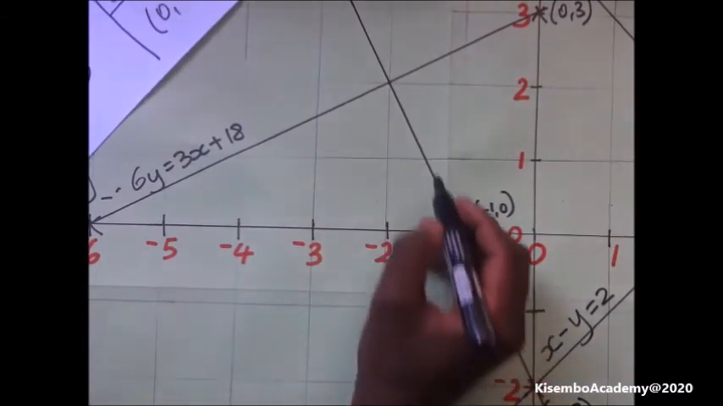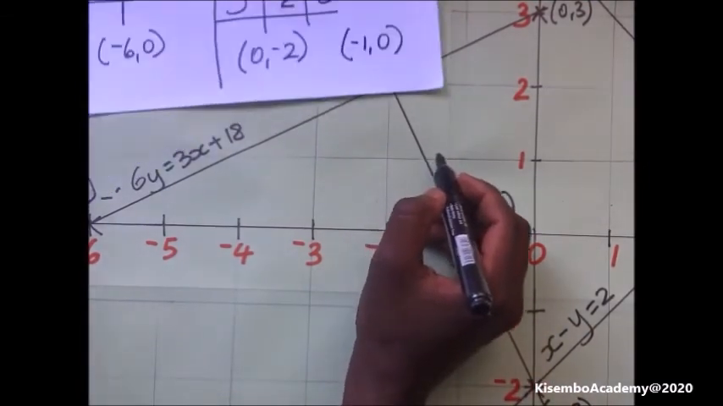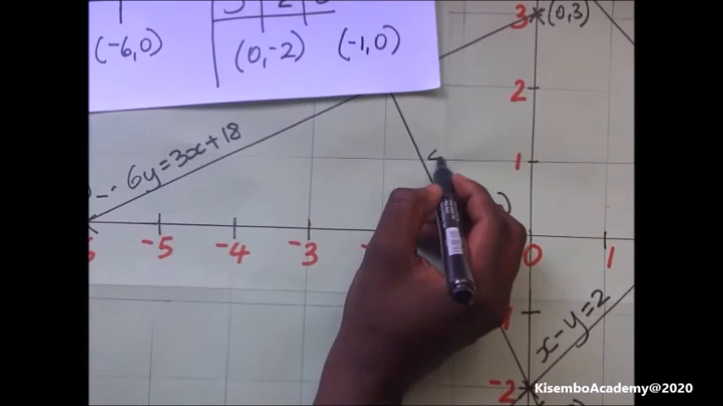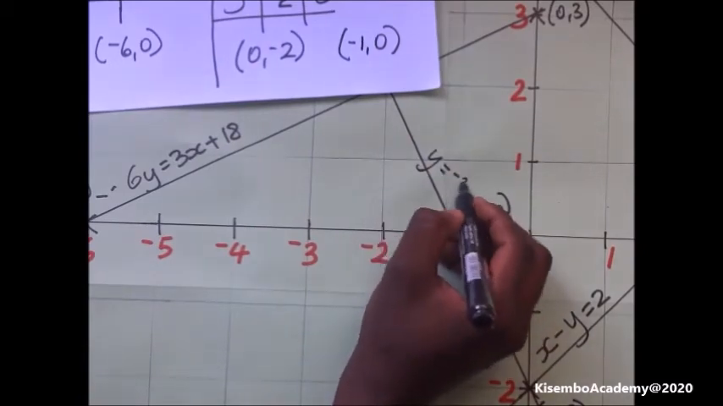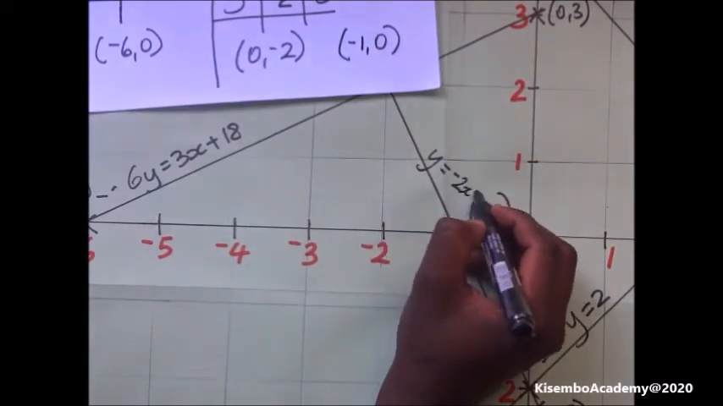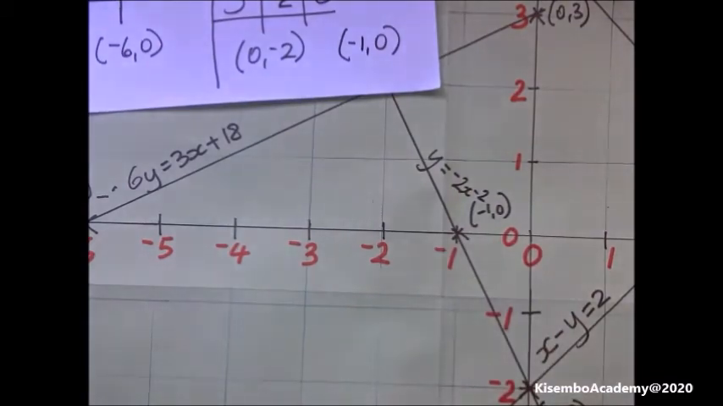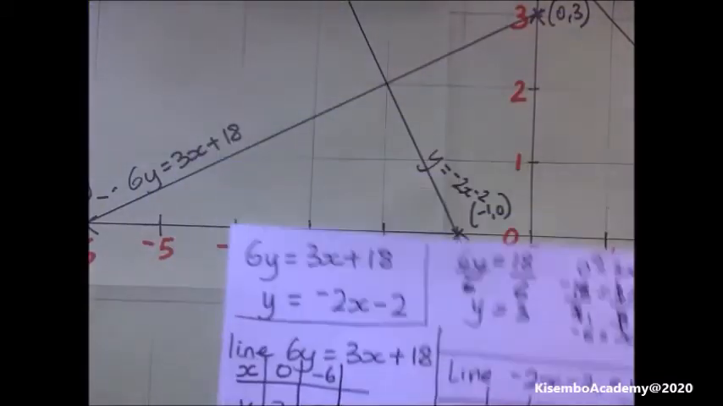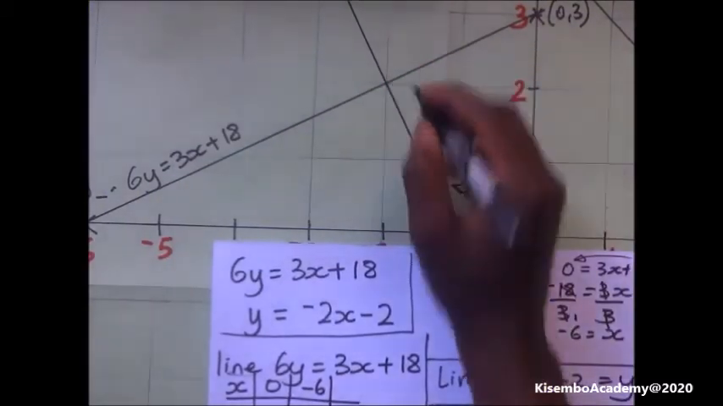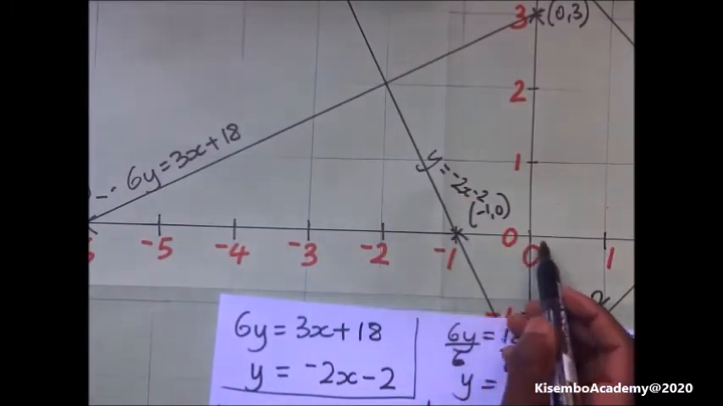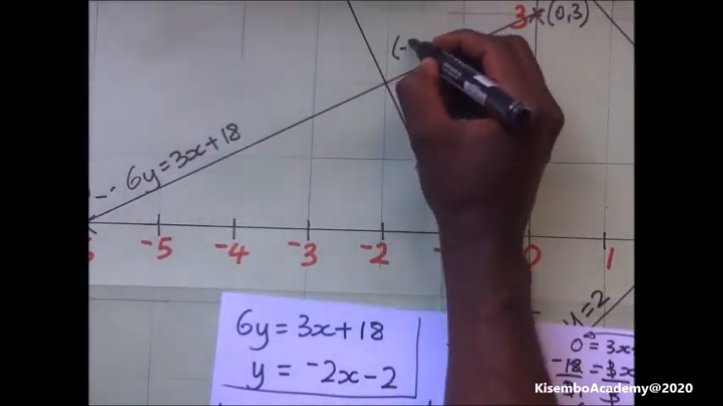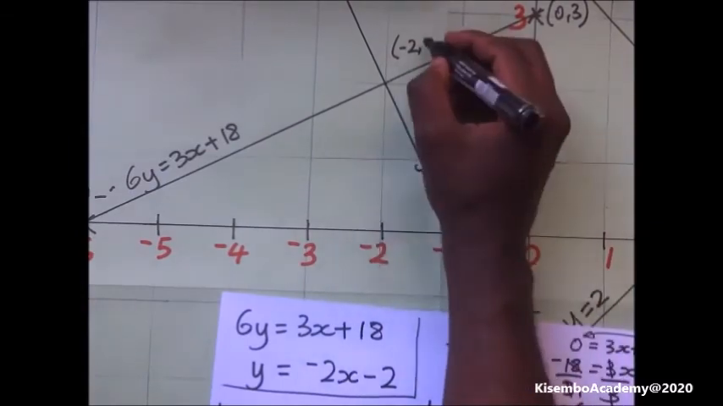So this is the line y is equal to -2x minus 2. That's the line. So these two meet at this point, and what's the coordinates of that point? The coordinate of that point is -2, 2.